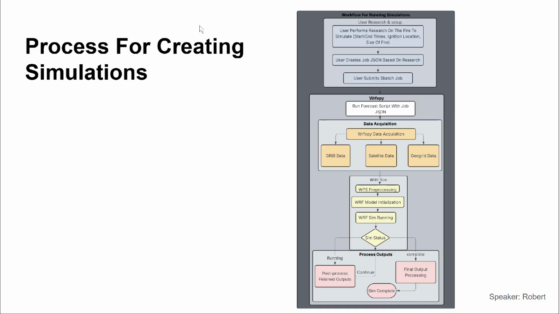Here we have a flow diagram for our process to create these wildfire simulations. First, we research what we can about the fire. We figure out where it started, when it started and ended, and how large the fire got. Then using the research we performed, we fill out a job JSON with those details. The user then manually submits an SBatch job for the simulation.